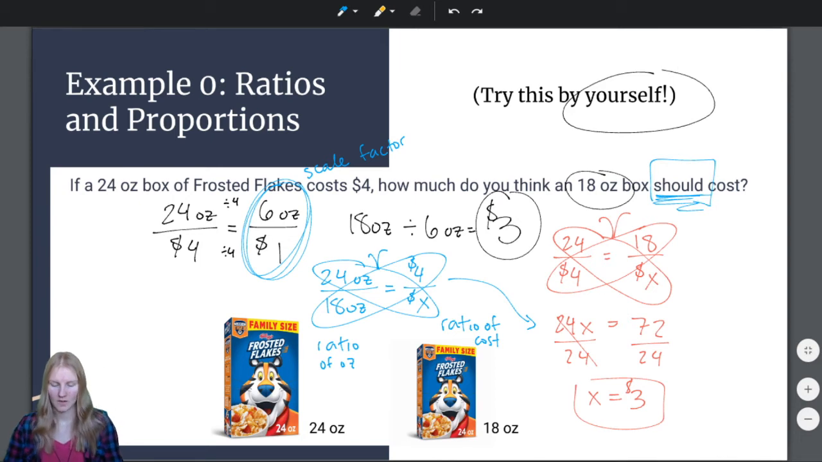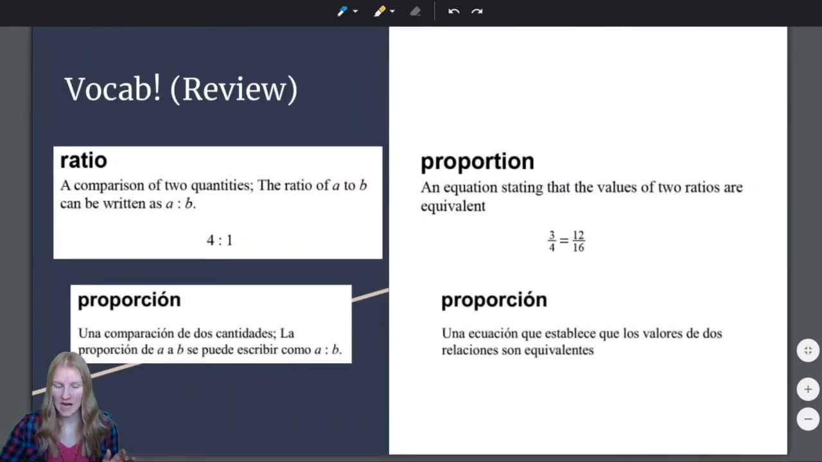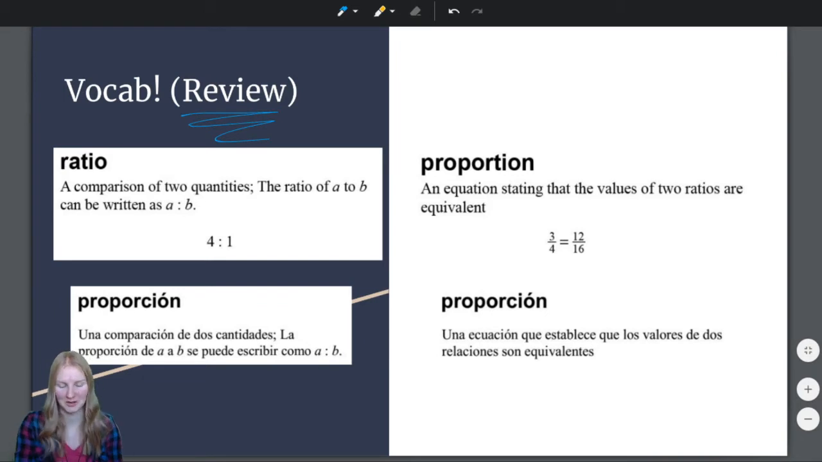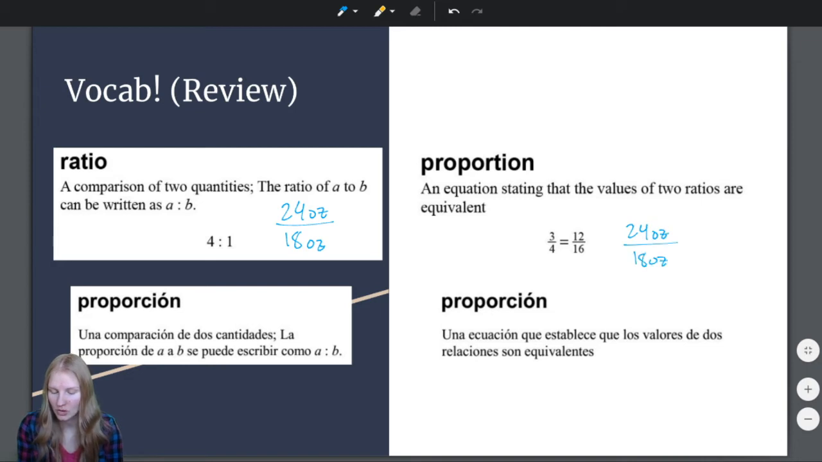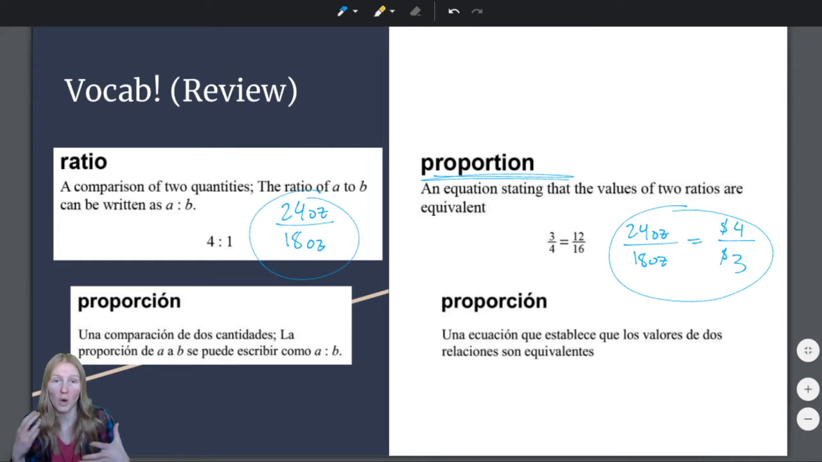Okay. All right, so now a little recap. Now it is review, because we just talked about it. A ratio is the comparison of two quantities, 24 ounces to 18 ounces, and a proportion is stating that two ratios are equal. So 24 ounces to 18 ounces is equal to $4 compared to $3. So these ratios are equal to each other. That's a proportion. A ratio is like just one fraction. A proportion is two fractions being equal to each other.